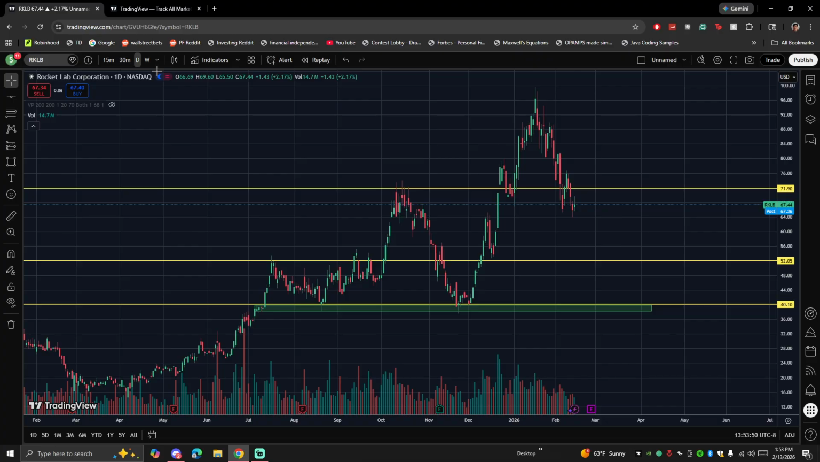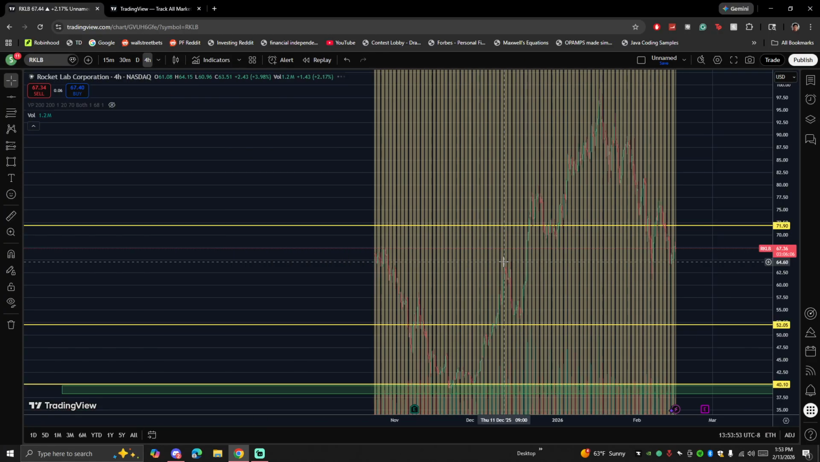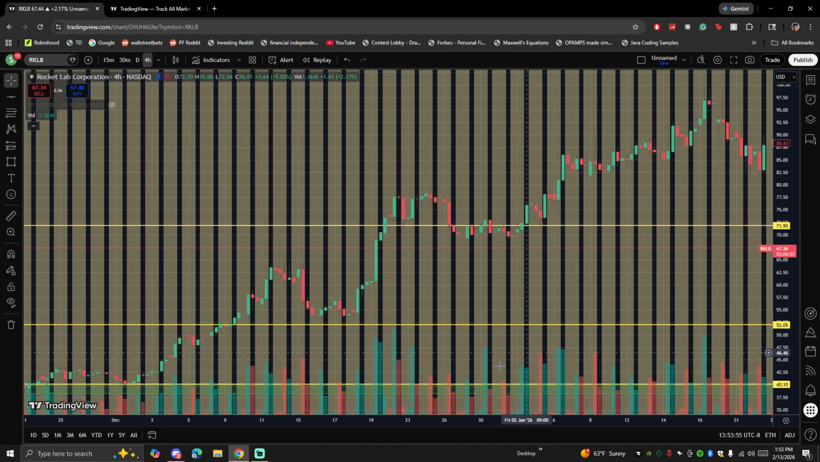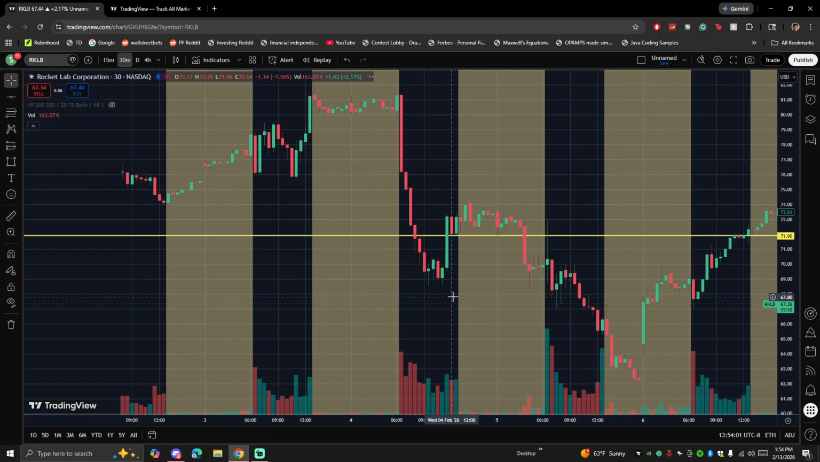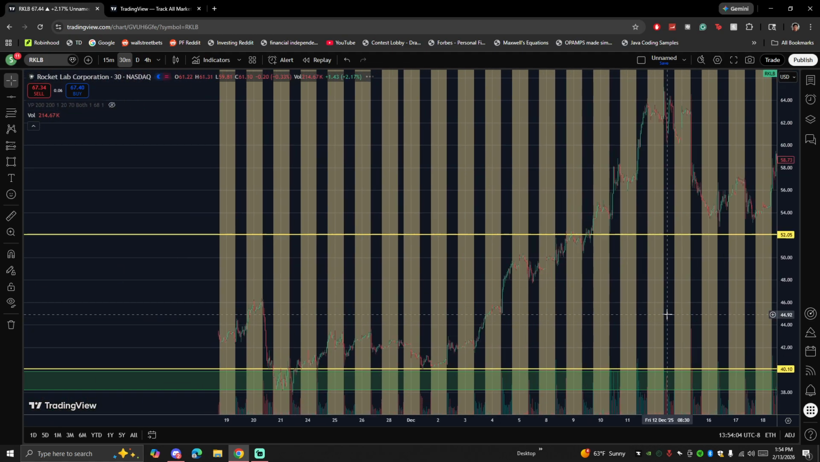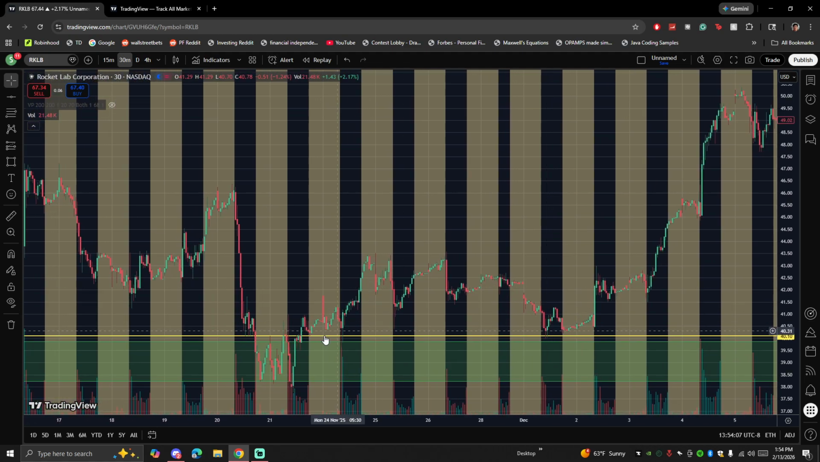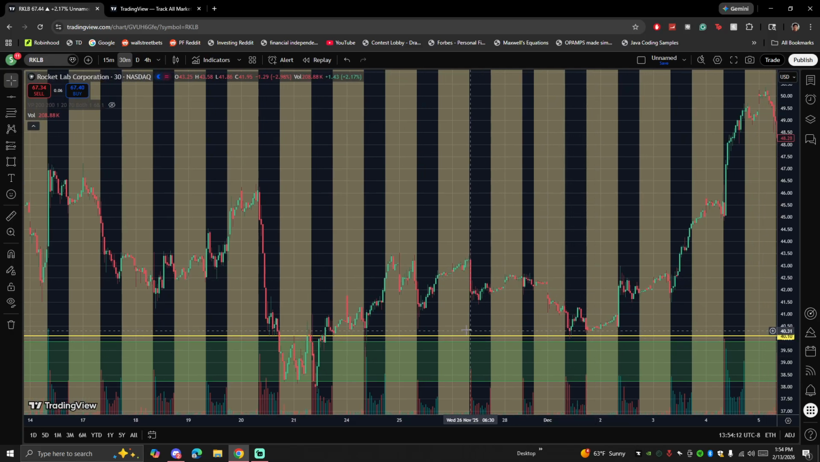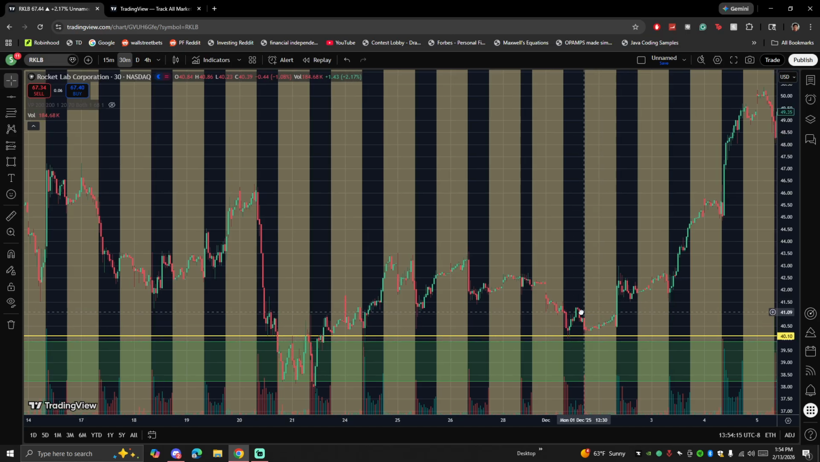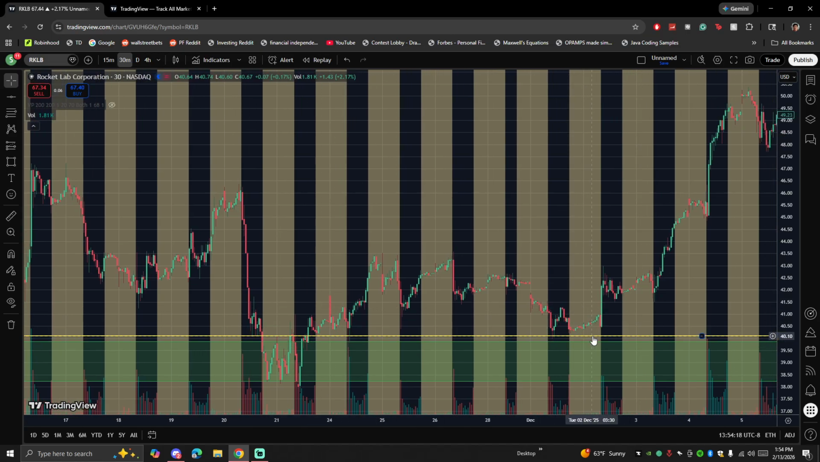Right now, we're looking at just the daily, but if I go to the 4-hour, or even lower, I could go to the 30-minute. The lower time frames can give you an idea of where the intraday movement is. So look, I have 40 marked out as my key level, and I can see here that we tested 40 on November 24th. We tested it on December 1st.